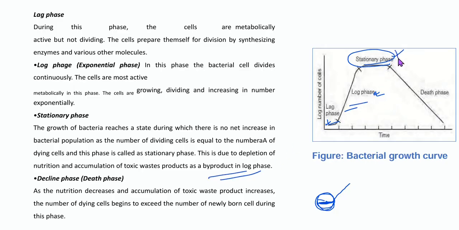And after the stationary phase, there comes the decline phase or the death phase. That is, all the nutrition in the growth medium becomes zero, or we can say it decreases, and the accumulation of toxic waste products increases. That makes the number of dying cells exceed the number of newly born cells, so it is totally declining.